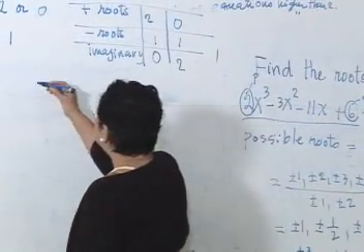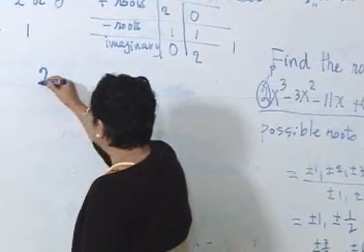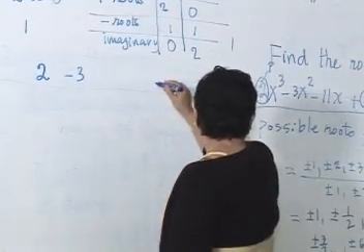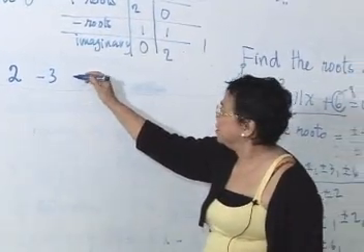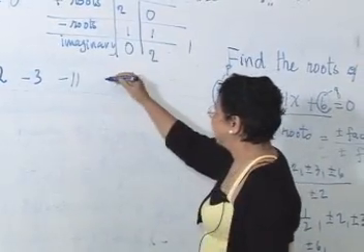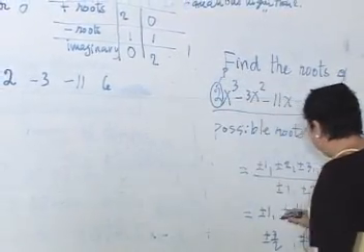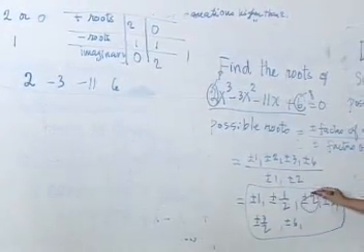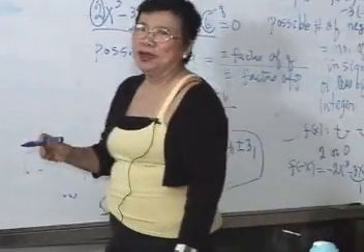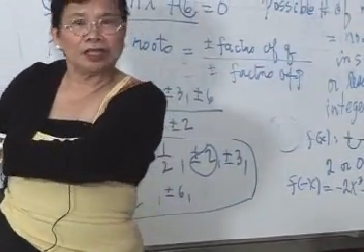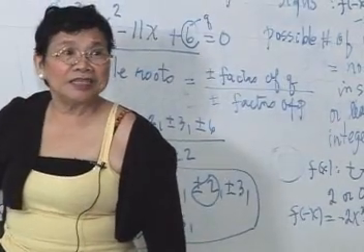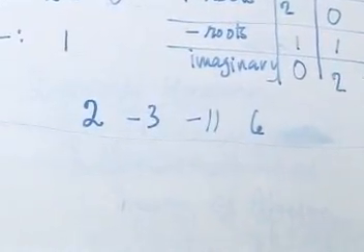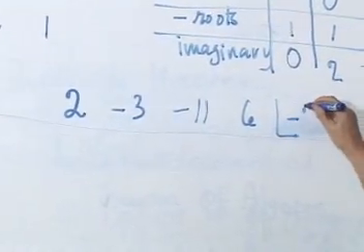So by synthetic division, what are the numbers again? 2. What's next? Negative 3. Next, negative 11. Next, 6. These are all of the possible roots. Now let us try negative 2. If the remainder is not 0, then it is not a root, so we just discard it and try again. So let's try minus 2.